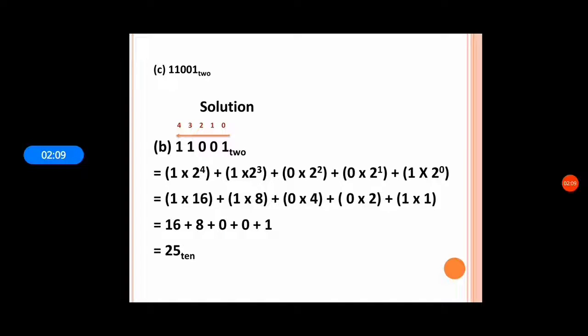So far, so good in the class. We have learned how to convert from base 10 to base 2 and how to convert from base 2 to base 10. Your questions will be dropped in the class.